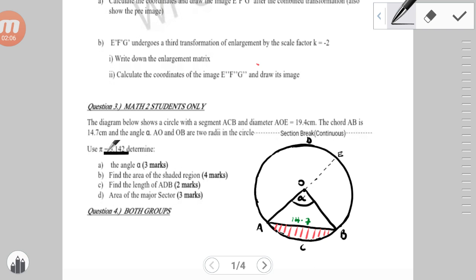We are instructed to use pi to be 3.142, and the questions here are what we are going to solve. It's a healthy amount of marks: 3, 4, 7 to 9, and 3 is 12. 12 marks for this. Let's see if we can get some work done here, guys.